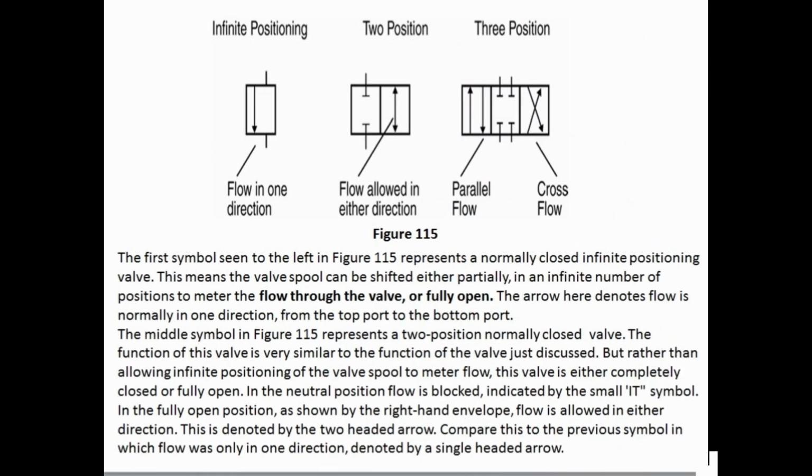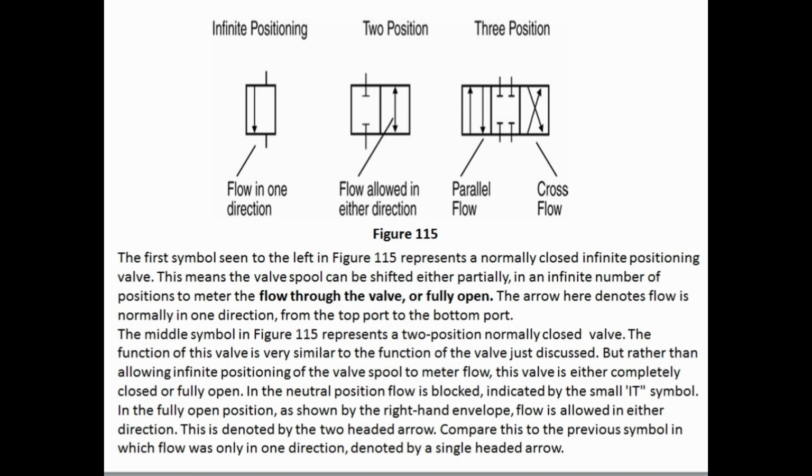conditions. The first symbol seen to the left in figure 115 represents a normally closed infinite positioning valve. This means the valve spool can be shifted either partially, in an infinite number of positions to meet the flow through the valve, or fully open. The arrow here denotes flow is normally in one direction, from the top port to the bottom port. The middle symbol in figure 115 represents a 2-position normally closed valve.